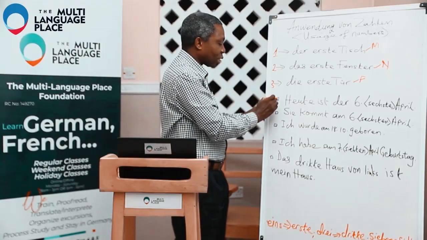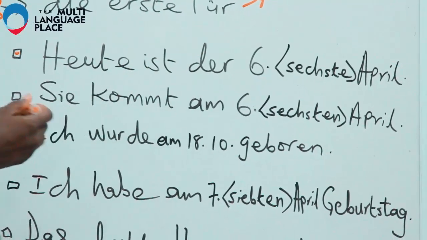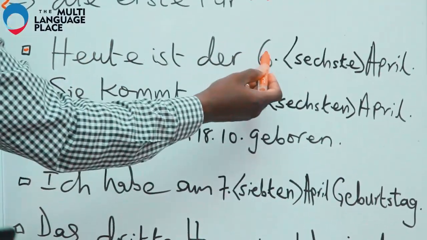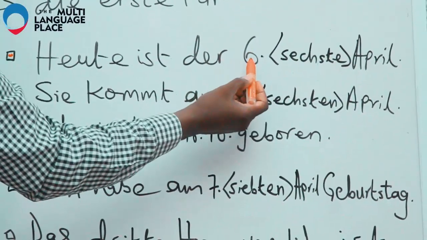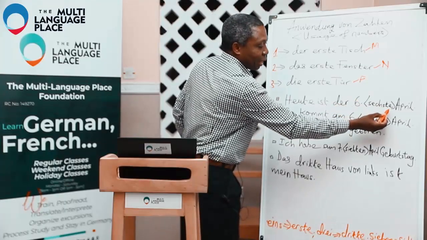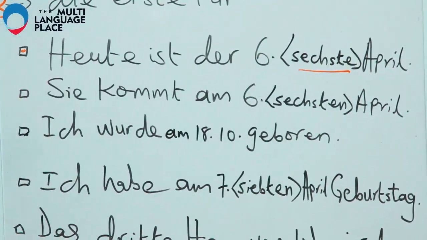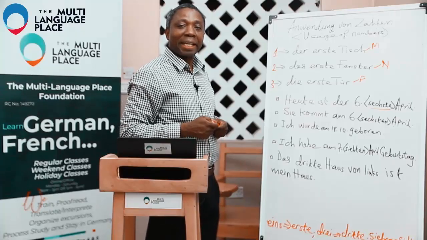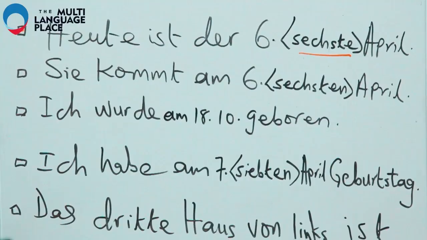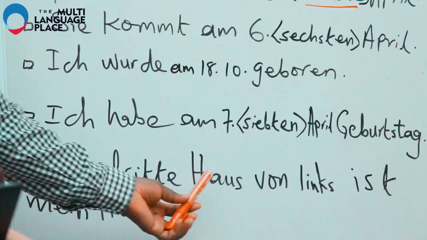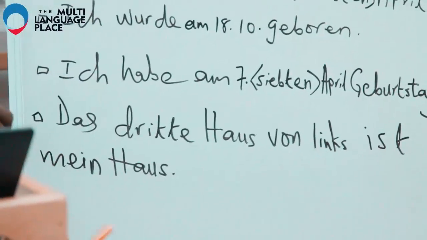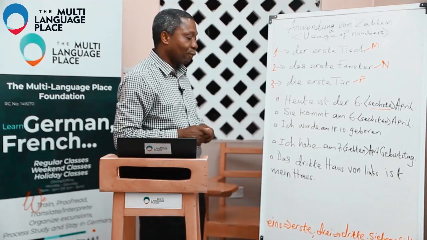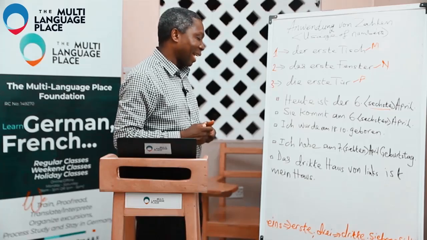The first one, heute ist der 6. April. Today is the 6th of April. 6th. Remember, 6 dot, and this is how it's written. 6. April. I say it again and you say it after me. Heute ist der 6. April. And then I go to the last one. Das dritte Haus von links ist mein Haus. Das dritte Haus von links ist mein Haus.